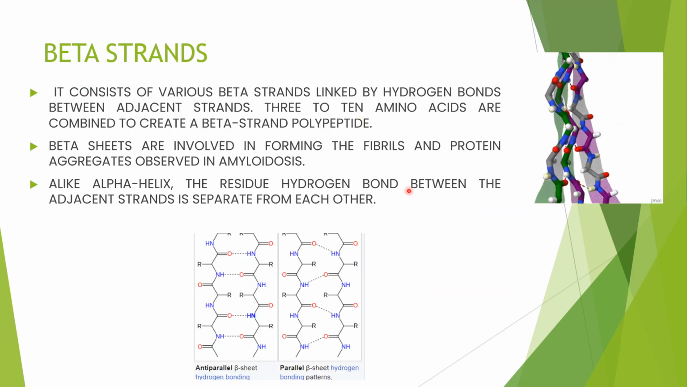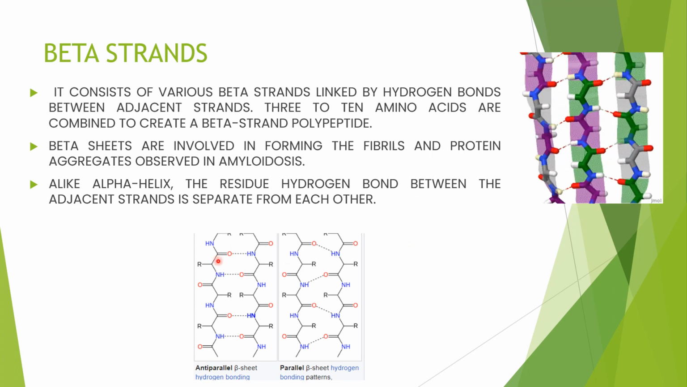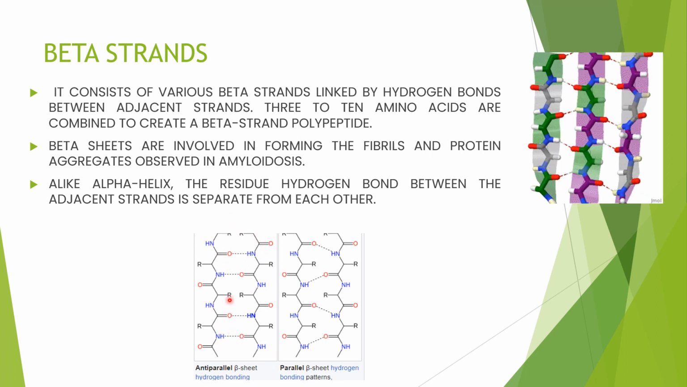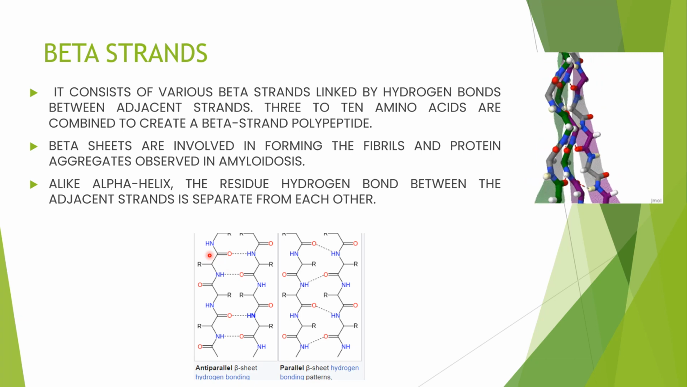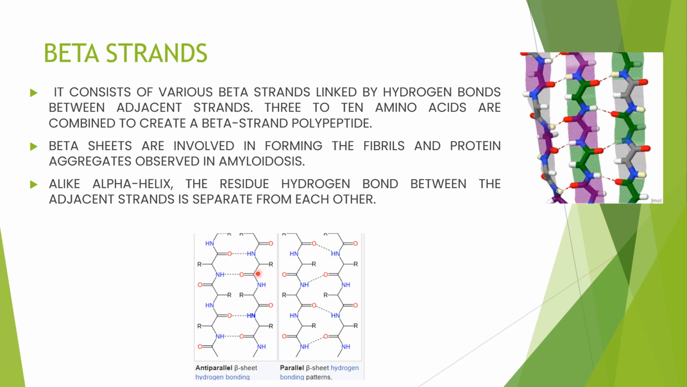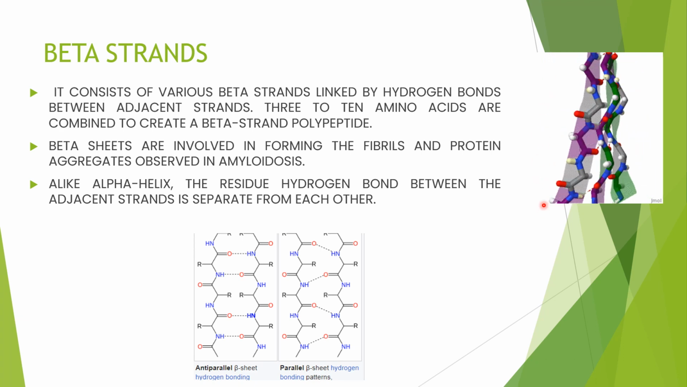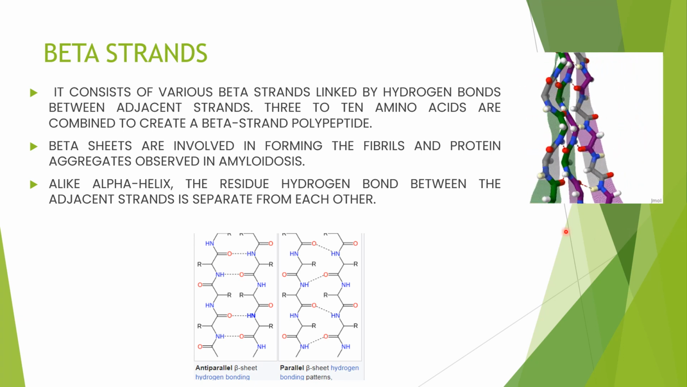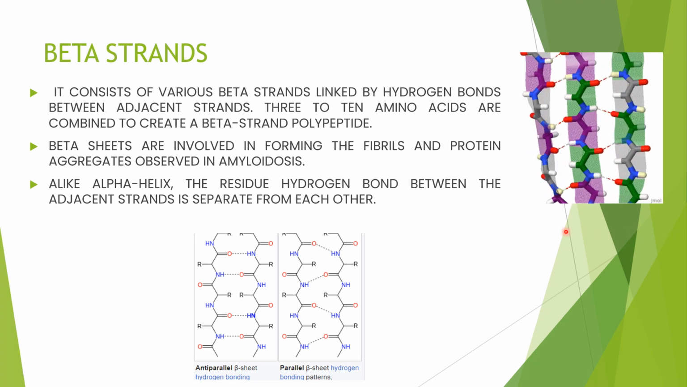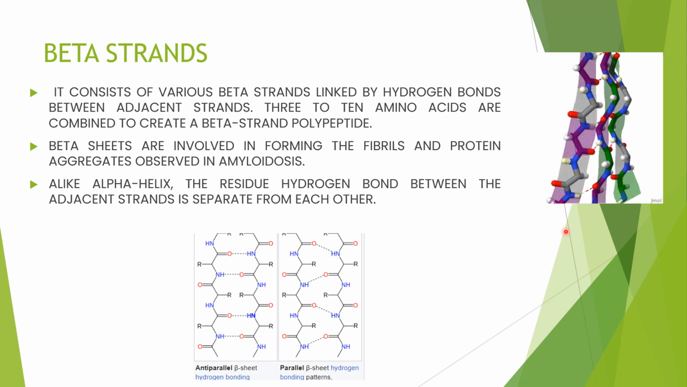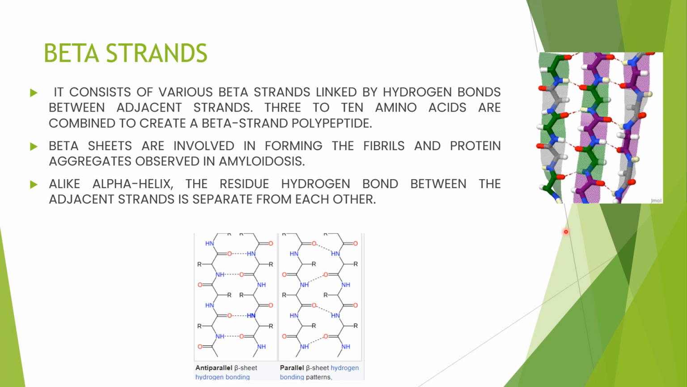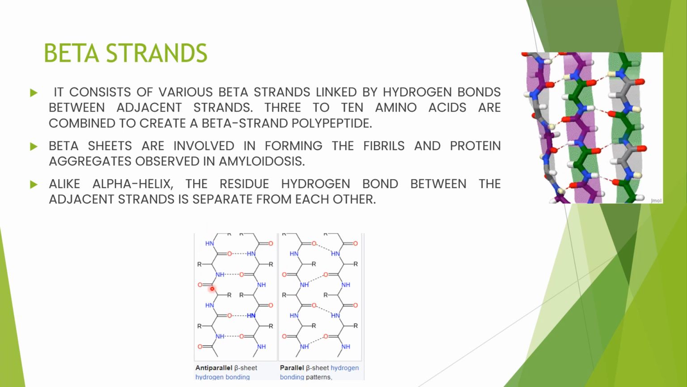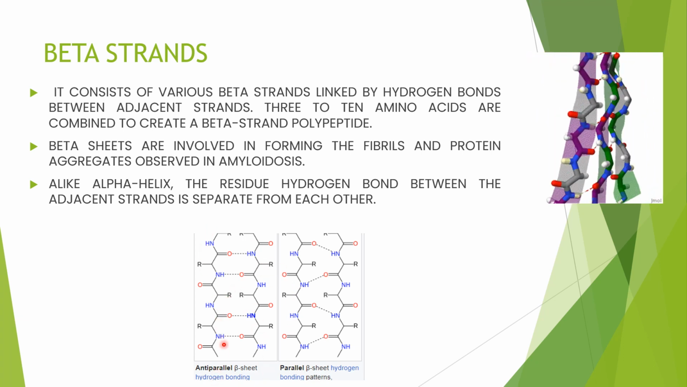Next are beta strands. Beta strands consist of various strands which are linked by hydrogen bonds between adjacent strands. So 3 to 10 amino acids combine to create these beta strand polypeptides, and these beta sheets are involved in the formation of fibrils and protein aggregates, which you see in the case of amyloidosis. Like alpha helices, hydrogen bonding here is between adjacent strands, not within the same strand.